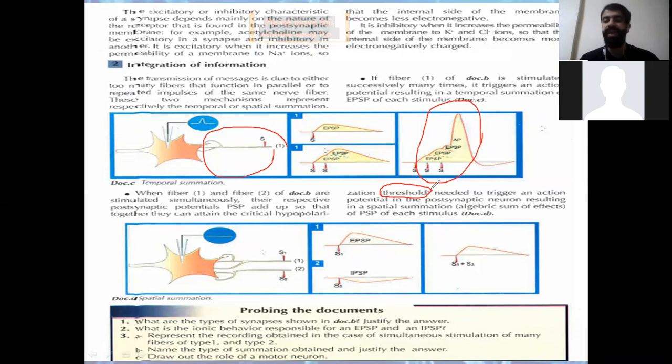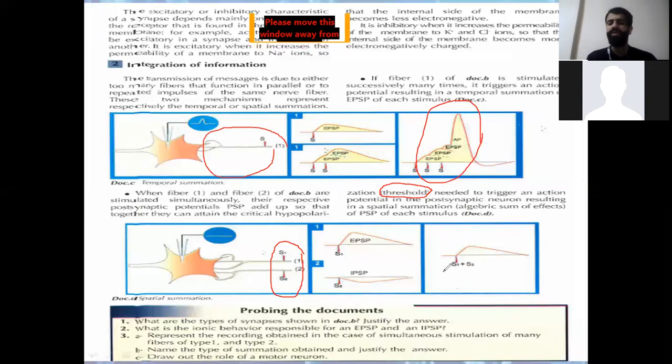This will result in spatial summation, since they come from two different synapses, synapse 1 and synapse 2, for example. So they have spatial summation of the postsynaptic potential of each stimulant. This is shown in document D. So here we have S1 and S2. S1 has an excitatory effect, S2 has an inhibitory one.